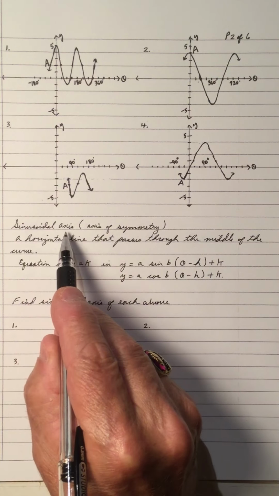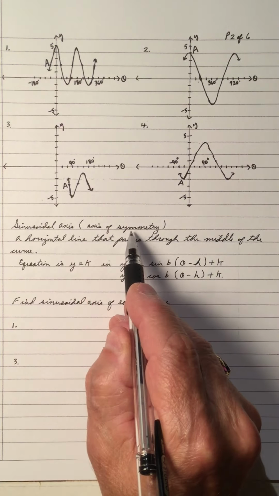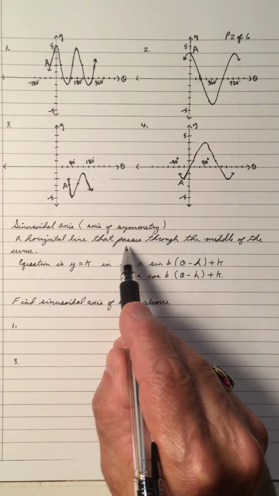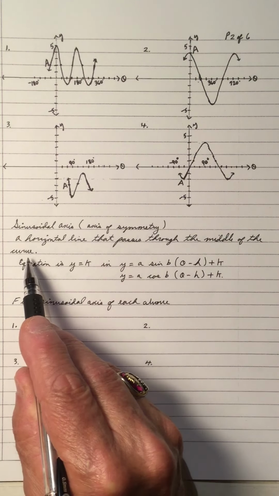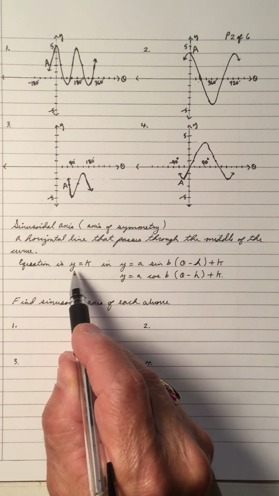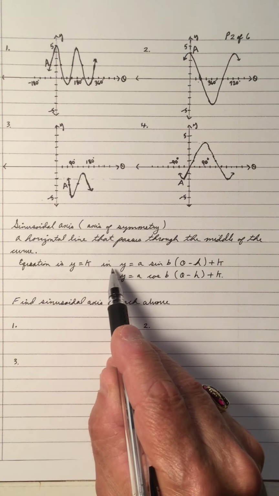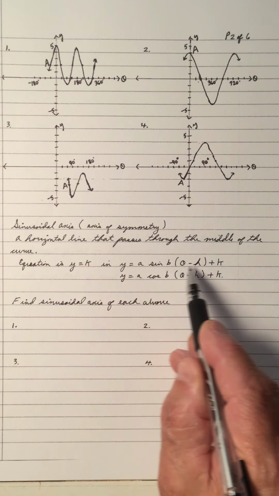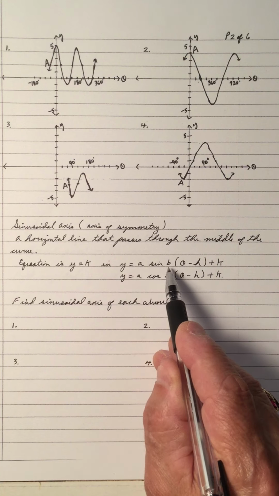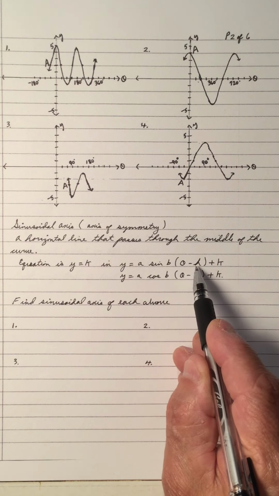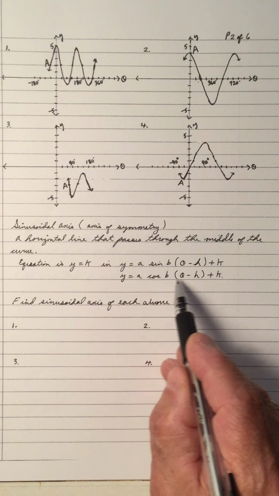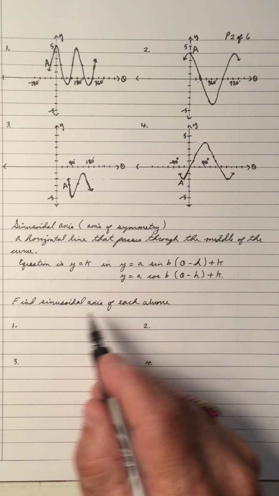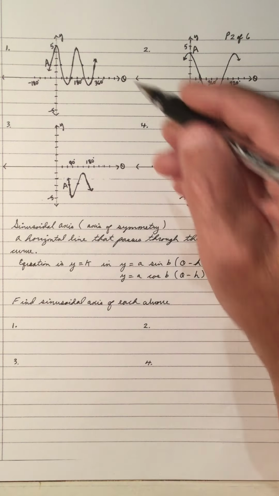The sinusoidal axis is the axis of symmetry. It's the horizontal line that passes through the middle of the curve. The equation is y equals k, in the equation y equals a sine b(theta minus h) plus k, or in a cos equation. Let's find the sinusoidal axis of each of the above.